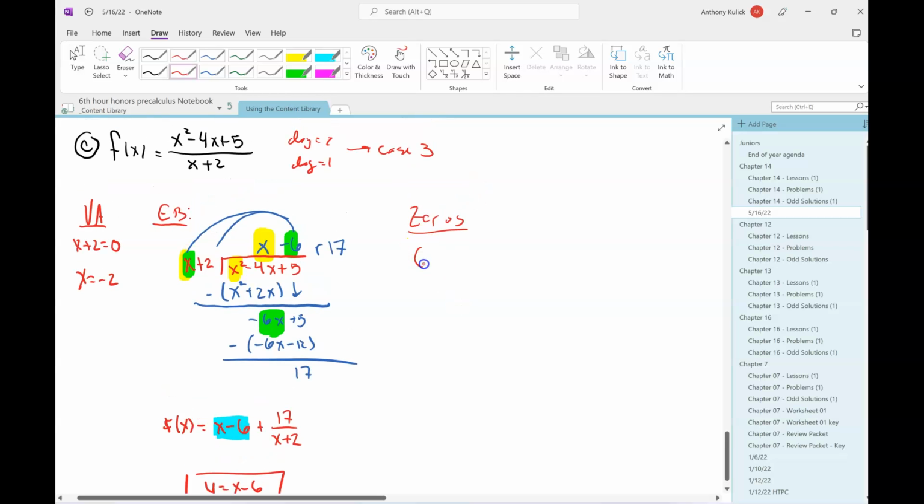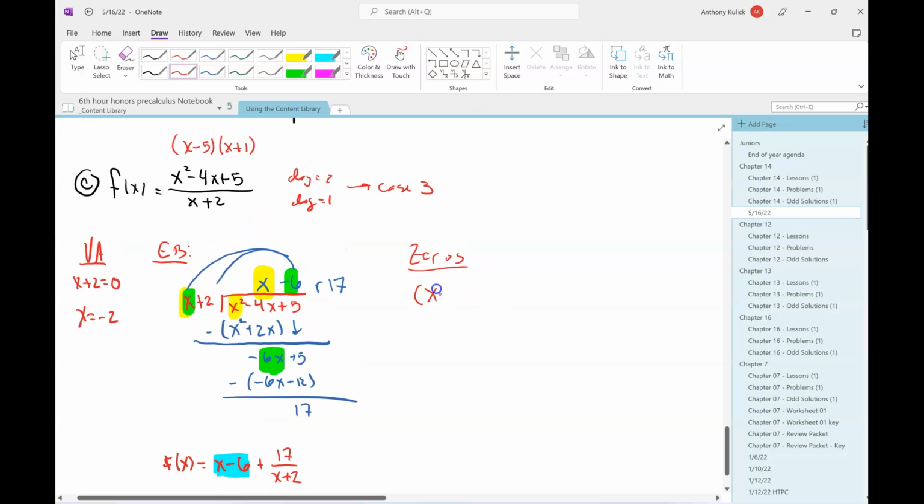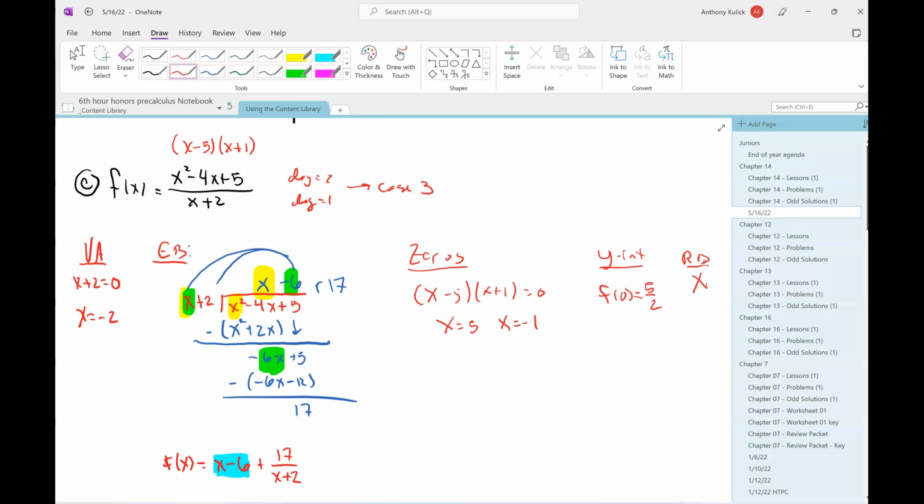Zeros. That's nice because remember to check to see if this could reduce. I already factored the numerator, so I have that information already. The y-intercept, easy, just plugging 0 in. And we weren't able to do any reducing, so there's no discontinuity there. Everybody's cool?